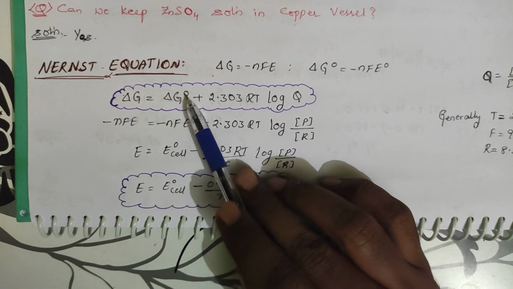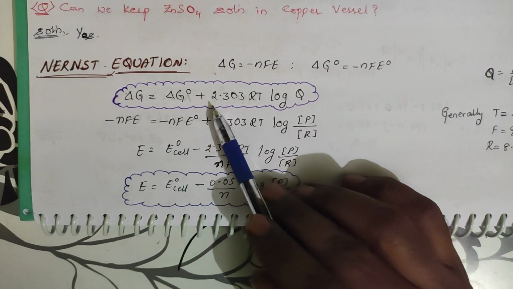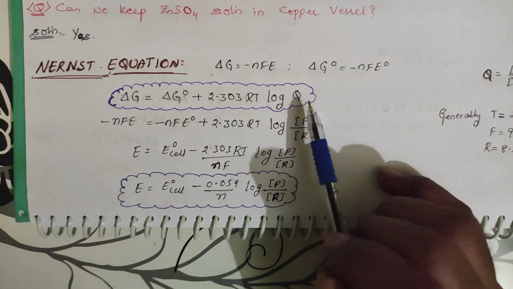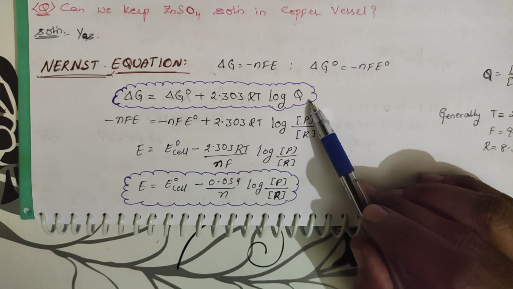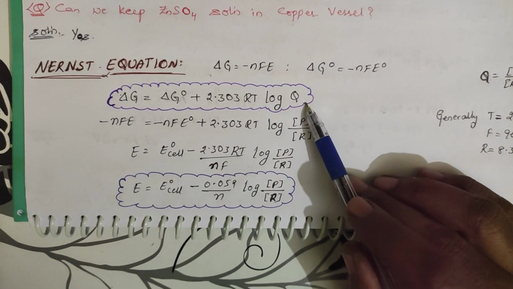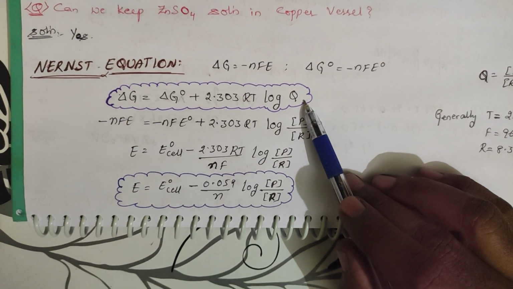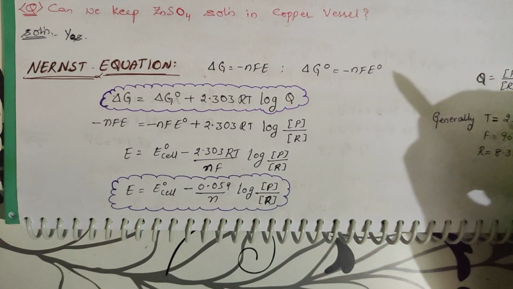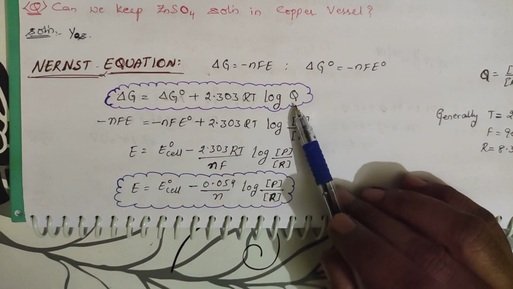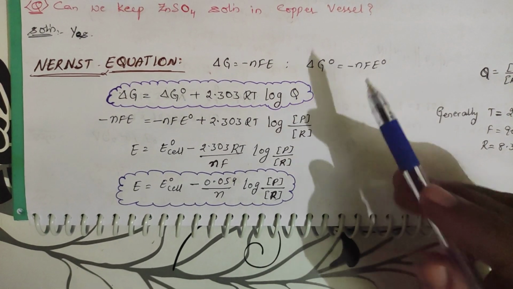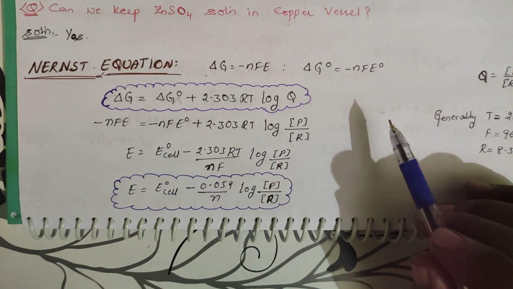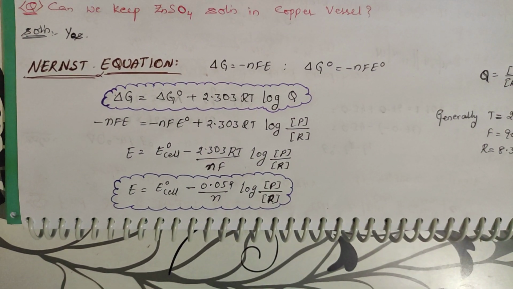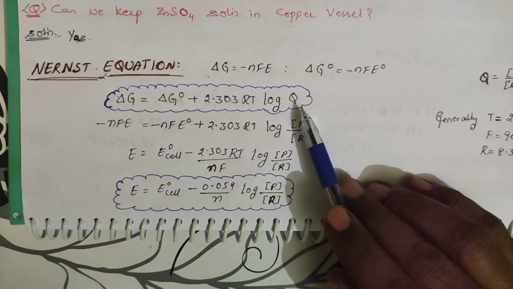So delta G will be equal to delta G naught plus something. That something is 2.303 RT log Q. This Q is like the equilibrium constant you learn in first year, the equilibrium quotient, which is the concentration of the products by the concentration of the reactants. If you have a little idea of chemical equilibrium, you will know this. K equilibrium is at standard conditions, but Q is the equilibrium constant at any concentration, so this is the equilibrium quotient.